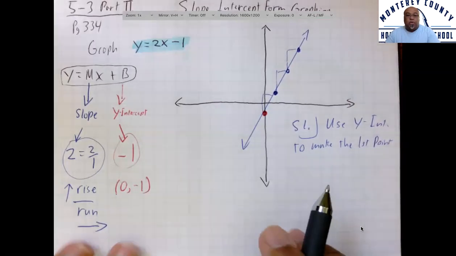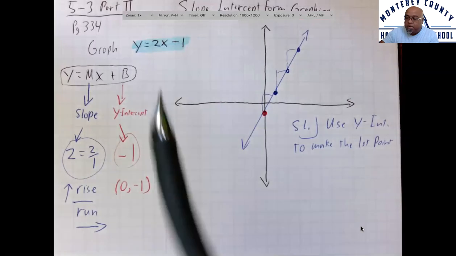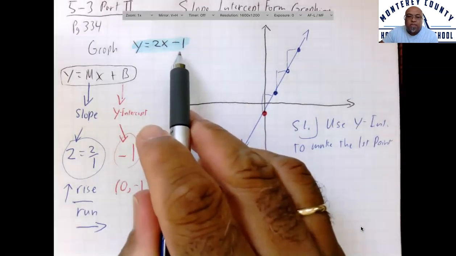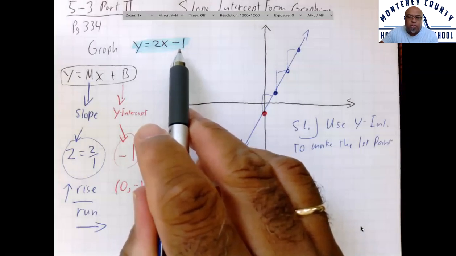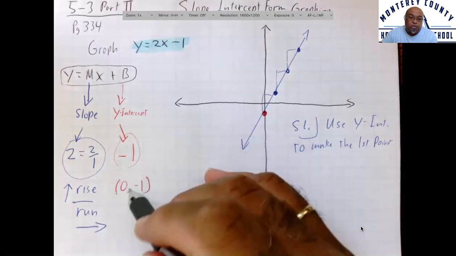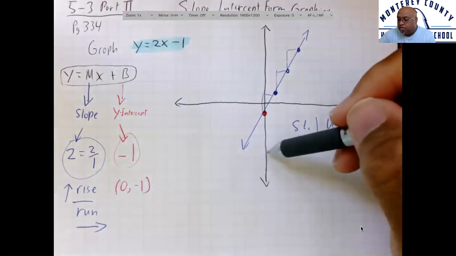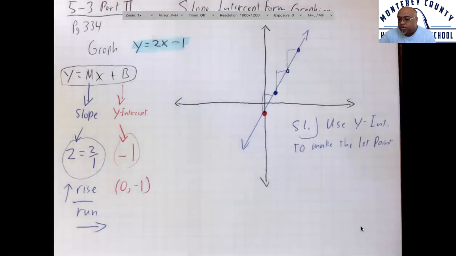Since we know that b is the y-intercept, b meaning the last number in slope-intercept form, all I have to do is go to that point on the y-axis. If I need to know it as an ordered pair, the x value is always going to be 0, because if it's on the y-intercept, the x value is always 0.